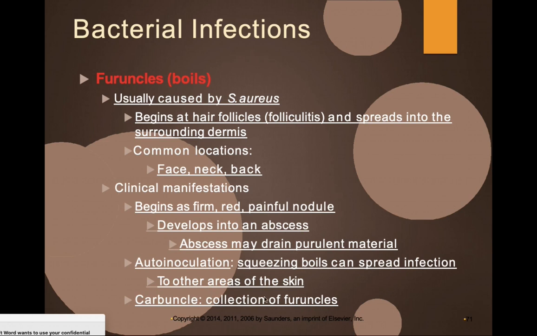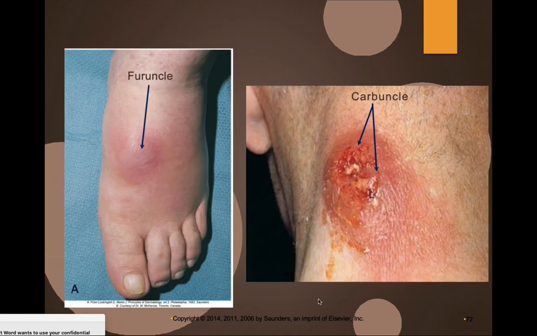A carbuncle is a collection of furuncles. That's a carbuncle. So here's a furuncle, and a collection of them are carbuncles.